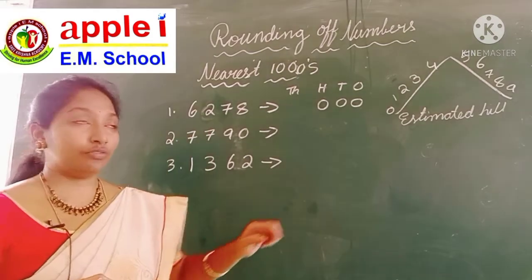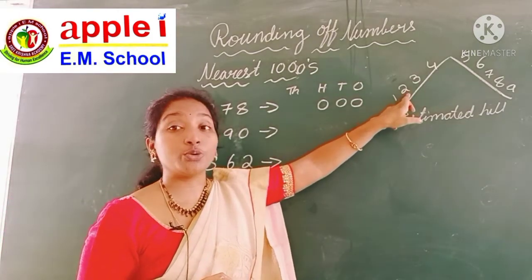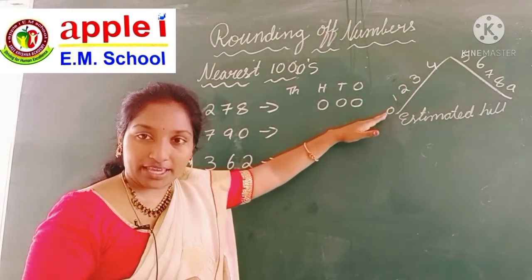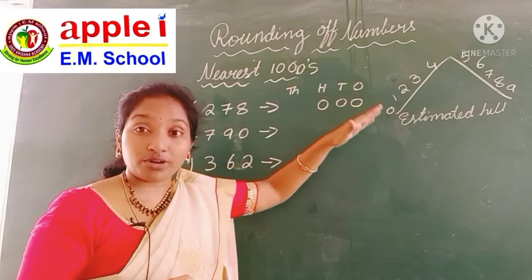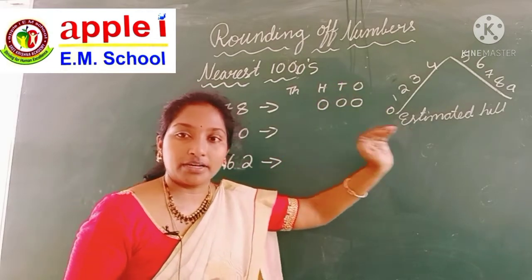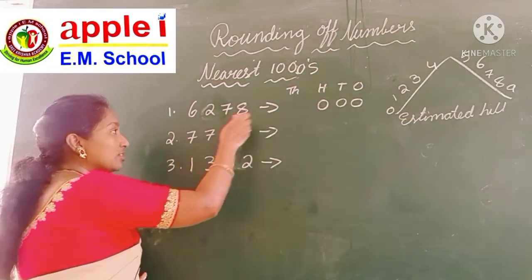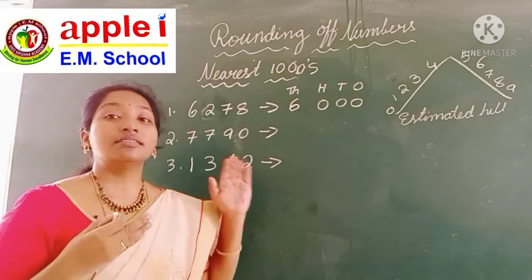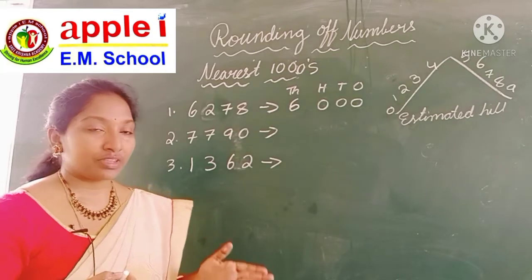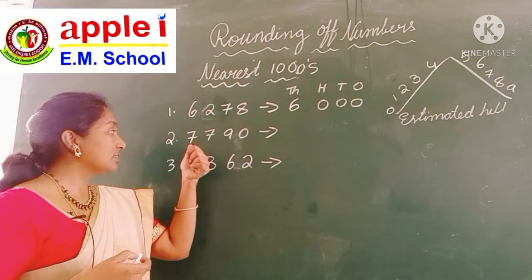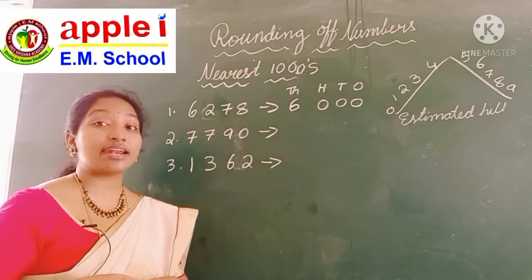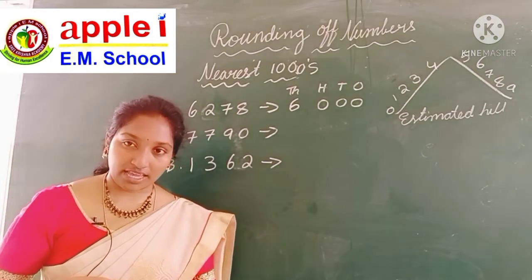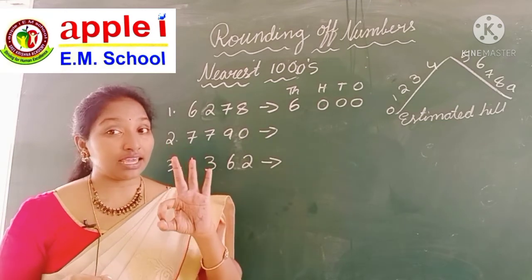So what is here in hundreds place? 2. So if you see the estimated hill, 2 is here. So the ball will come back to the same place. So we have to write same numbers. What is here in thousands place? 6. So the estimated value is 6,000. Let us see the next one.